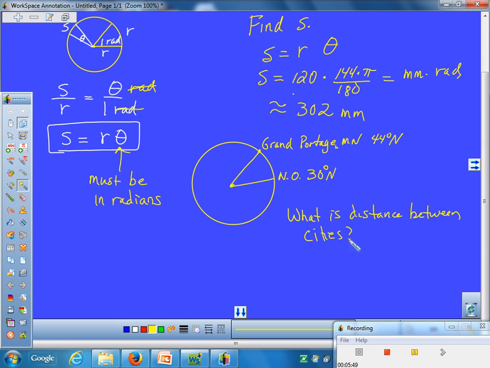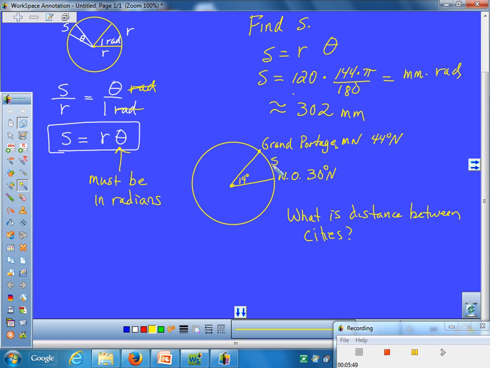So what do you do? Well, wouldn't it be just the length of the arc of the Earth here? So I need to find the arc length to find out the distance. They're directly north of each other, on the same line of longitude. That helps, so north and south there are the same. Therefore, what's the angle between them? 30 to 44, that's a 14-degree angle.